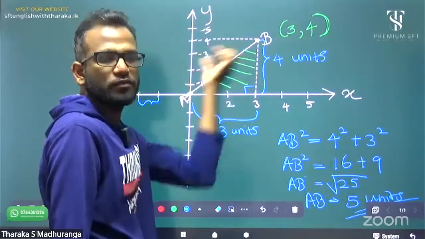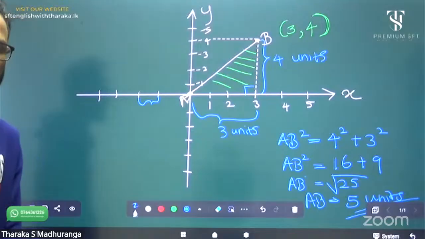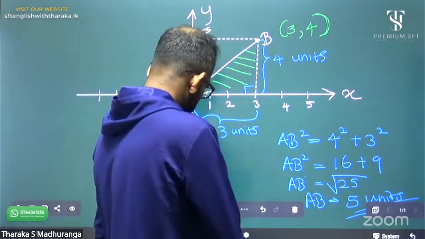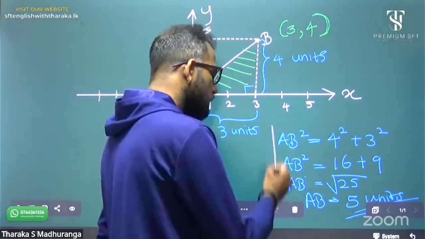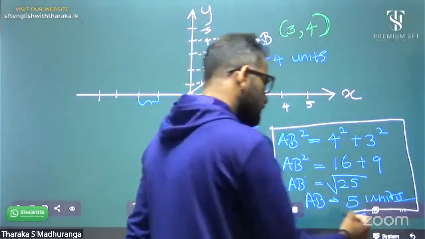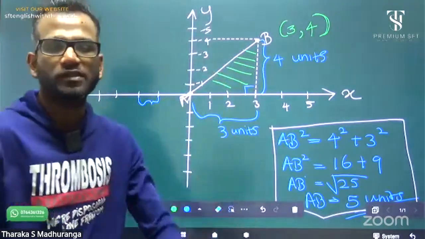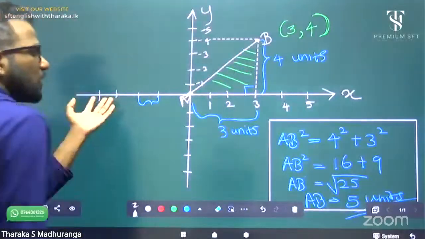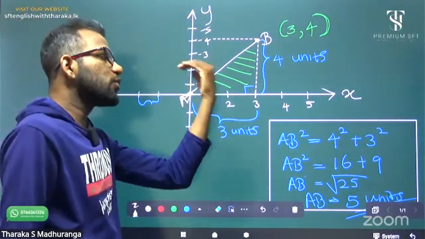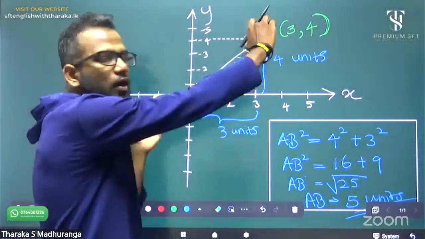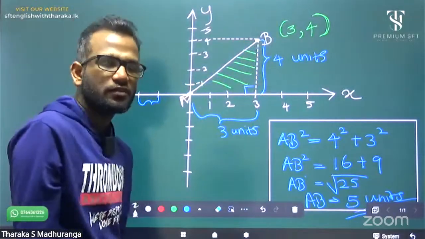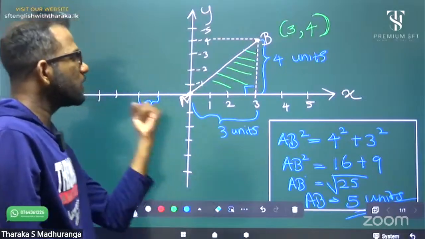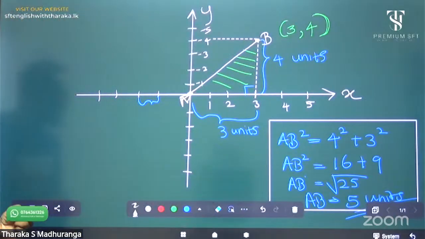This is the actual method to get the length of any straight line or the distance between 2 points on the Cartesian plane. But it is a little bit tough. We have to draw a Cartesian plane and mark coordinates, and it is a very difficult method. Therefore, I already explained a very short method.